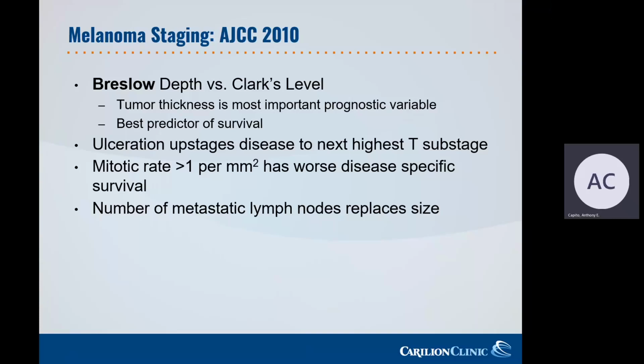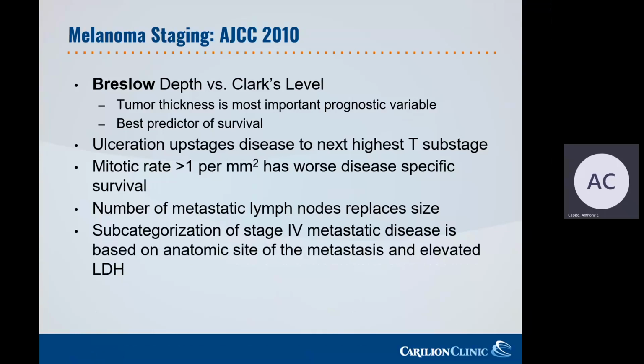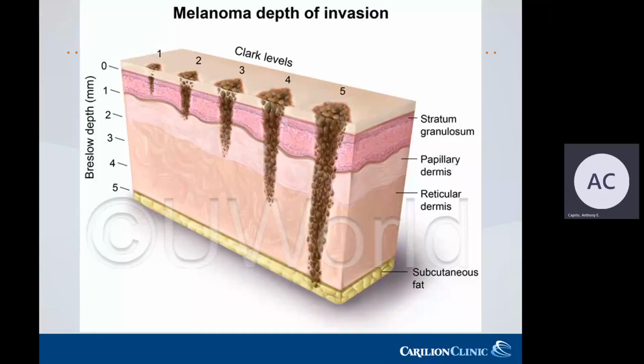The number of lymph nodes replaces the lymph node size for staging. And then there's been a subcategorization of stage 4. It's based on the anatomic site of the metastasis and if they have an elevated LDH on their blood work. So here is the Breslow depth. Basically, they measured the depth of the melanoma in millimeters. Anything greater than 1 millimeter is considered a thick melanoma and upgrades the T size.